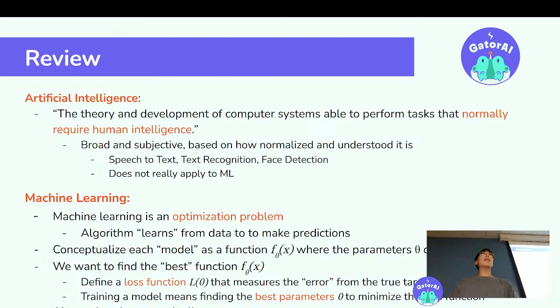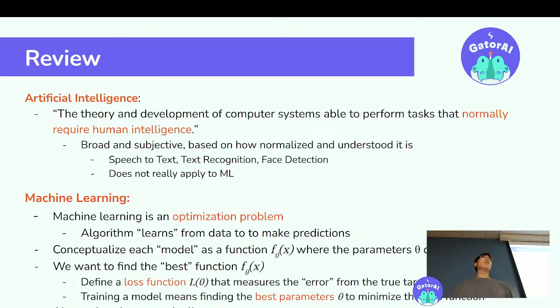So machine learning at its core is an optimization problem. The algorithm learns from data to make certain predictions, and the algorithm itself does not dictate how our model makes the predictions. We can conceptualize each machine learning model as a function, f_theta(x), where the parameters theta define the model that we have created. You pass in the input and you get out an output that you want to closely resemble what is actually happening in your data. And so what we try to do is find the best function, f_theta(x).